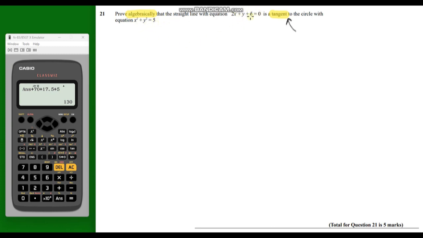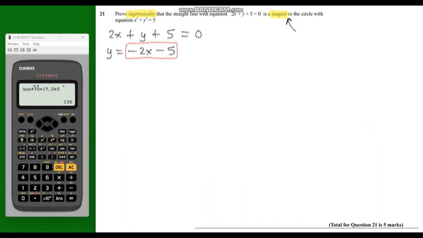So the first thing I'm going to do is rearrange this equation to make y the subject. So we've got 2x plus y plus 5 is equal to 0. So I want to get y on its own. So I'm going to subtract 2x from both sides and I'm going to subtract 5 from both sides. So I'll be left with y is equal to -2x minus 5.